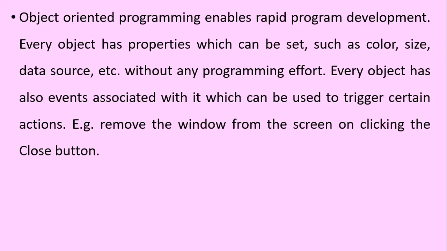Object-oriented programming enables rapid program development. Every object has properties which can be set, such as color, size, data source, amongst the others, without any programming effort. Every object also has events associated with it, which can be used to trigger certain actions. For example, remove the window from the screen on clicking the close button.